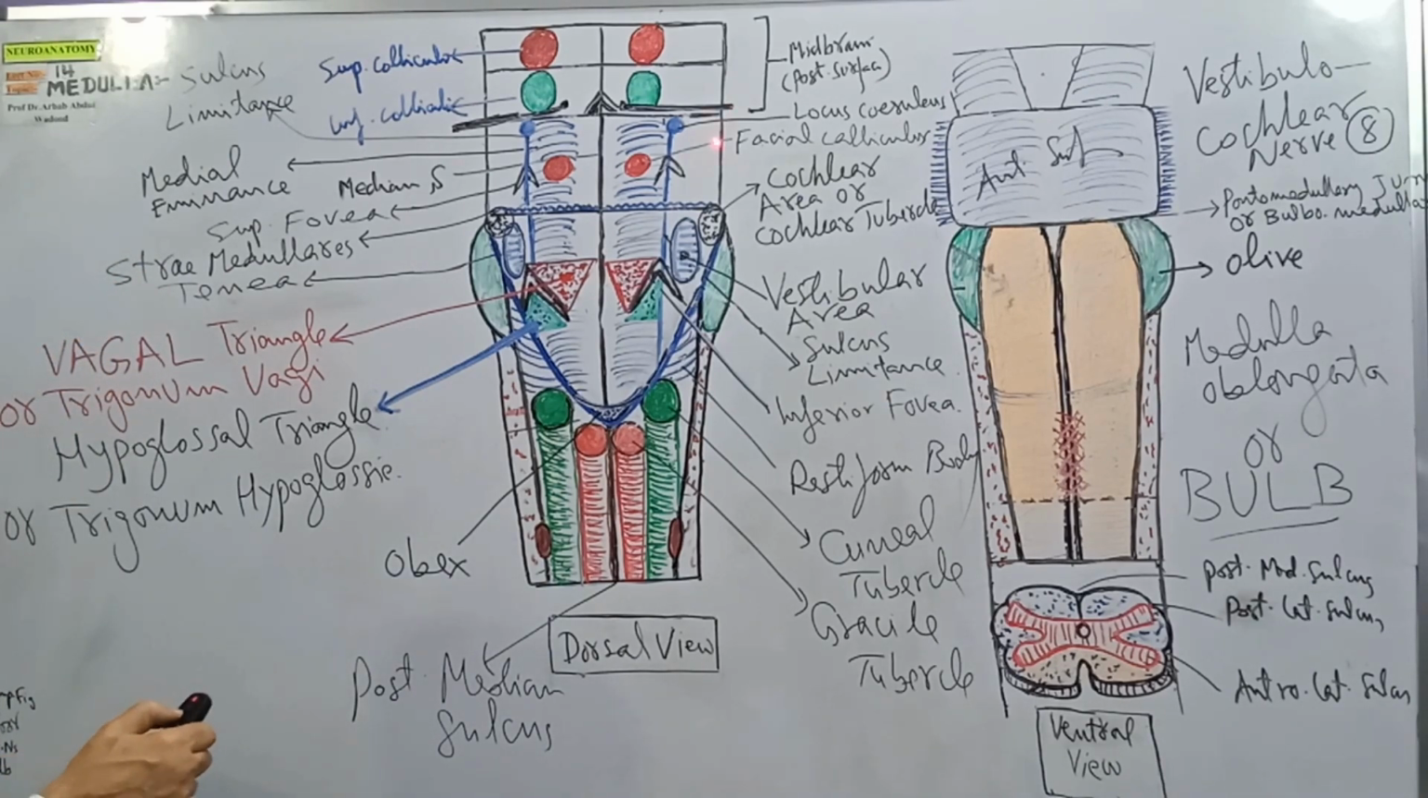So again, I will repeat the very important features of the dorsal surface of the open part of the medulla oblongata. Most of the features of the dorsal surface of the pons continue downward into the dorsal surface of the open part of the medulla oblongata. In the midline is the median sulcus, from the dorsal surface of the pons to the dorsal surface of the open part of the medulla oblongata. Then the medial eminence on each side of the median sulcus. The medial eminence on each side is limited by the sulcus limitans.